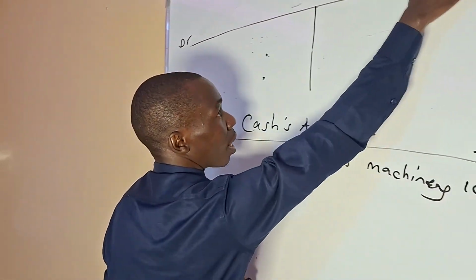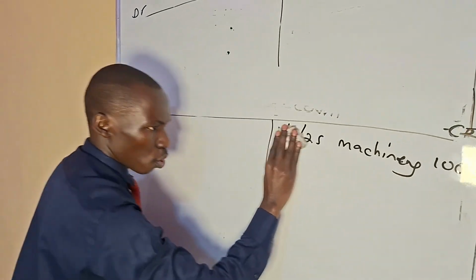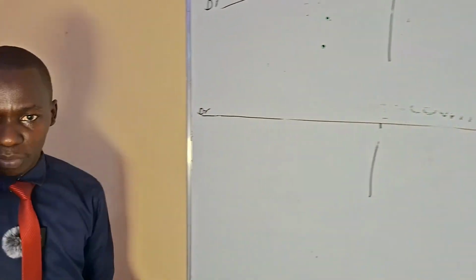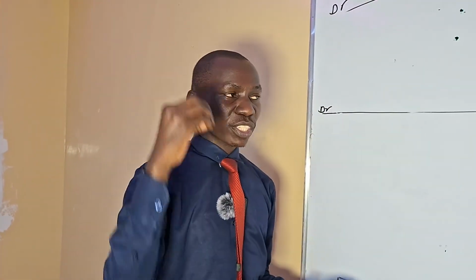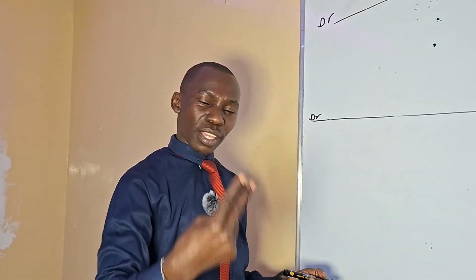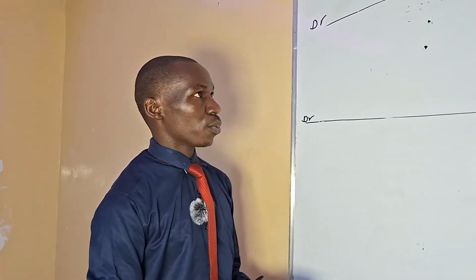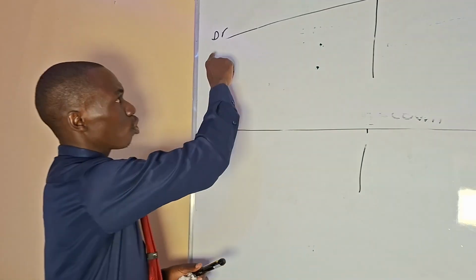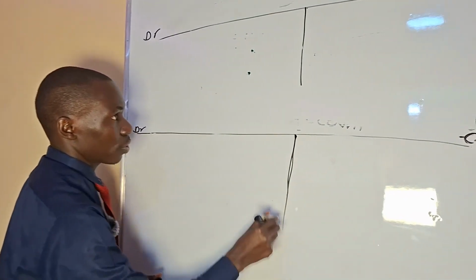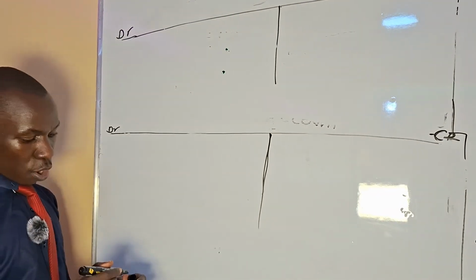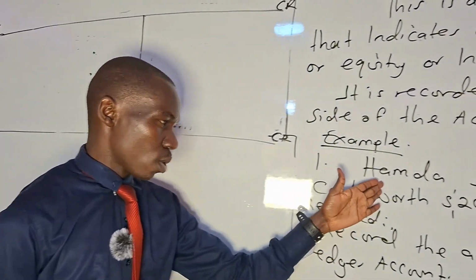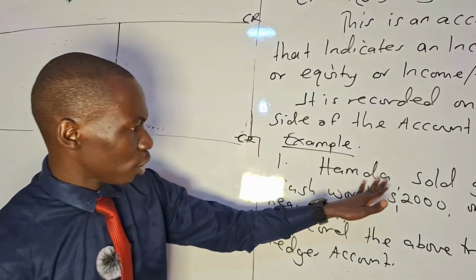Step 1, I told you draw 2 accounts, because each transaction must be recorded twice, meaning you must draw 2 accounts. After that, you just draw 2 T accounts the way you see here. Go back to your question. Look at this. We have Hamda sold the goods.